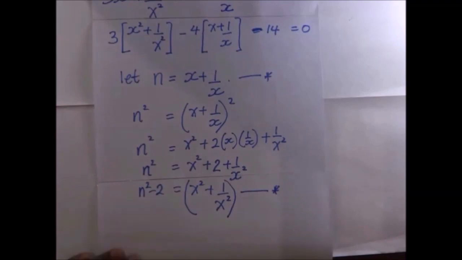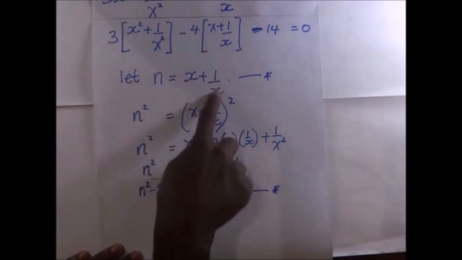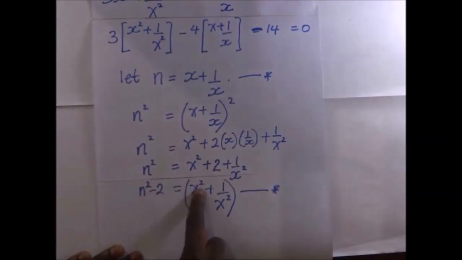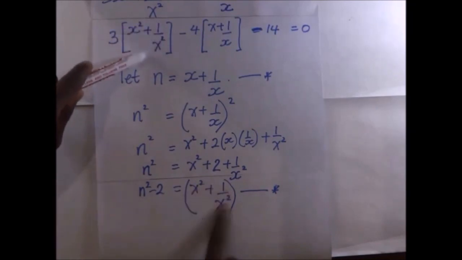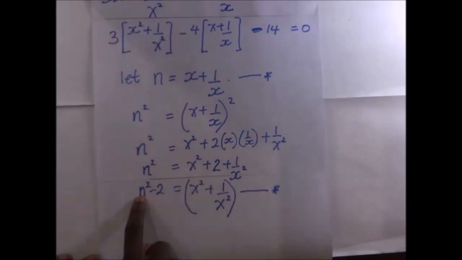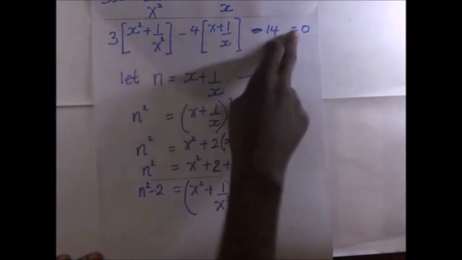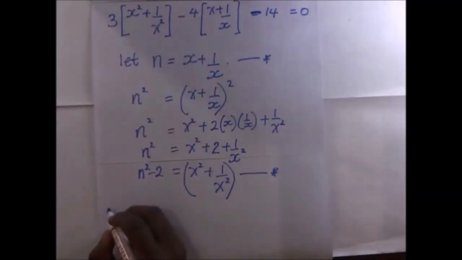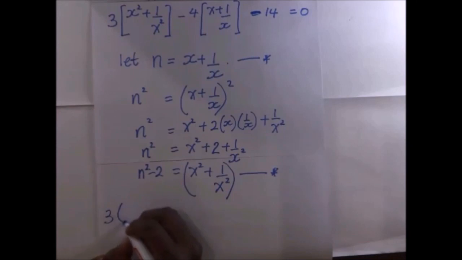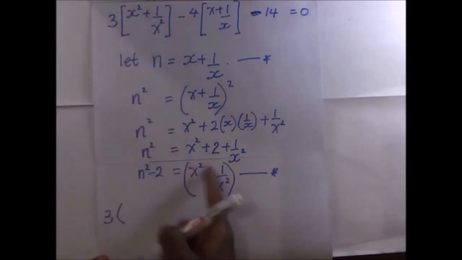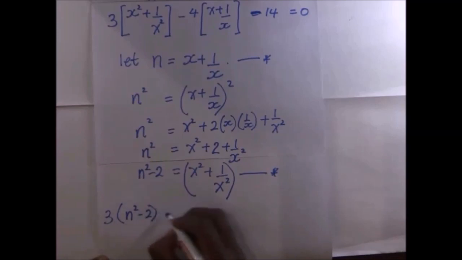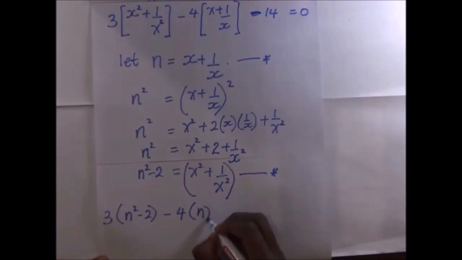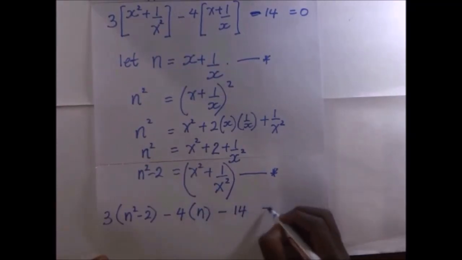So what we do here is that we are going to substitute. This is x plus 1 over x, we substitute this value of n in that expression there. Then here we substitute this value of x squared plus 1 over x squared, we put there n squared minus 2, so that our equation becomes simpler and we find the value of n. So we go ahead, so this is going to become 3 into n squared minus 2, which is substituting for that, minus 4 into this, which is n, that is minus 14, is going to give us 0.